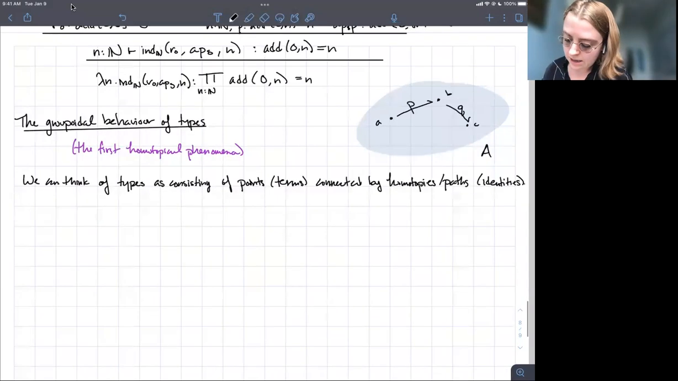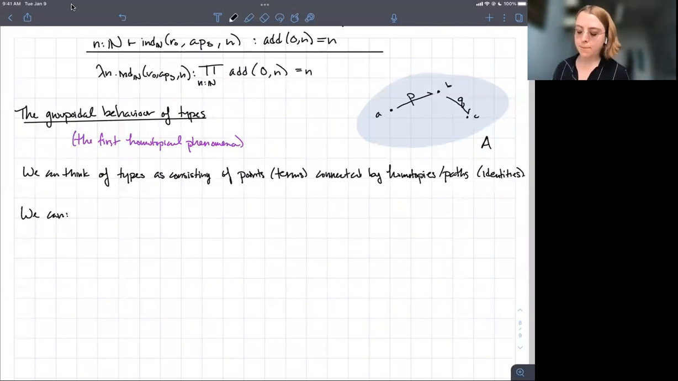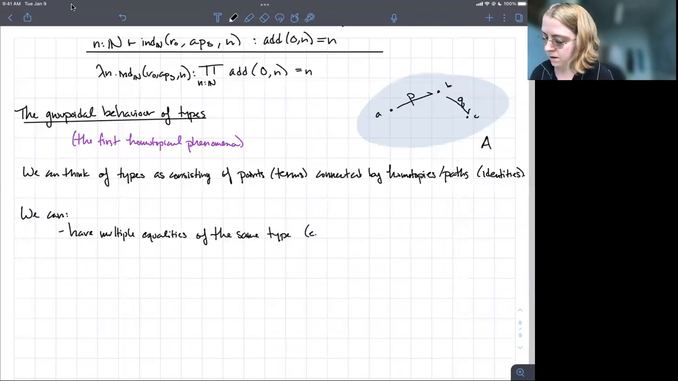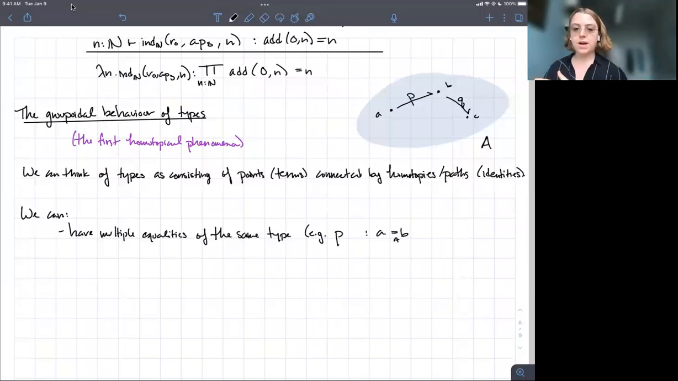Okay, so what can we do with this? So first of all, one thing to note is maybe not what we can do, but what is possible. We can have multiple equalities of the same type. So for example, we can have a P in the type A equals B as I have in this drawing, but we could also have another witness, P prime. We could also have a guy here, P prime. Okay, and that's totally fine. And there's nothing saying that these two guys should really be the same.